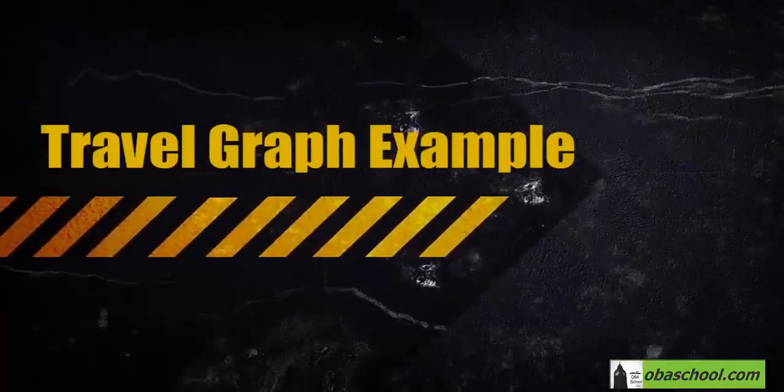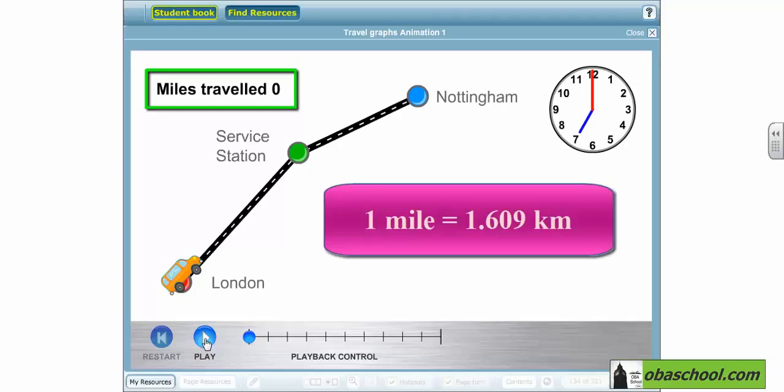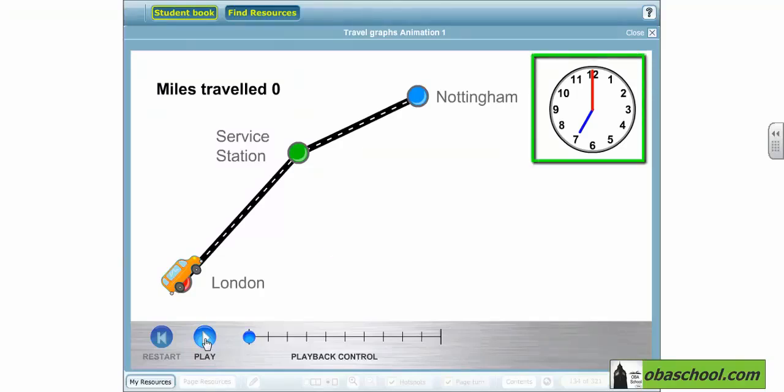A travel graph example. In this example, we have a car going from London to Nottingham. Here we have the miles that it has traveled. 1 mile is equal to 1.609 kilometers. And here we have the clock to show us the time taken to travel each distance.